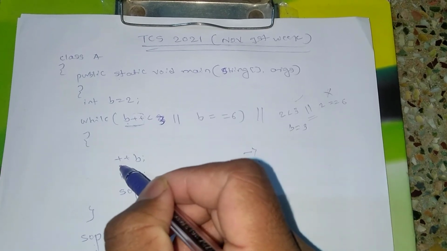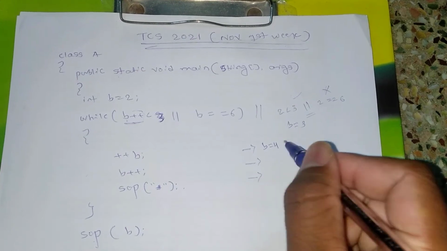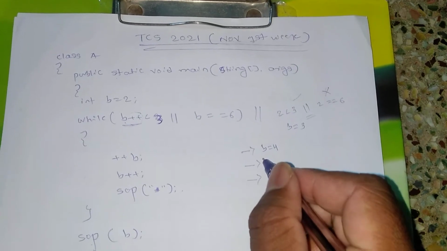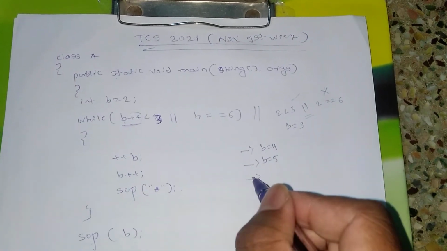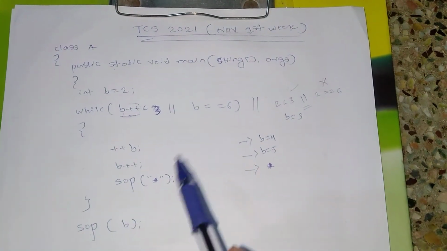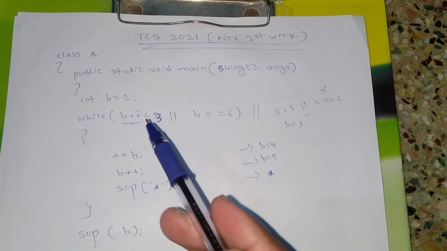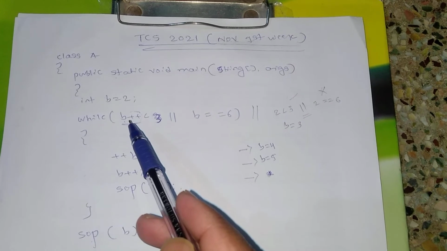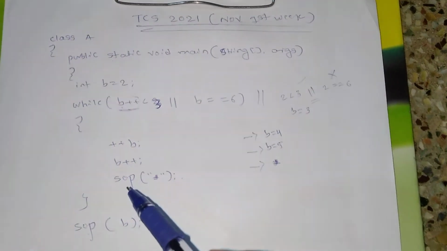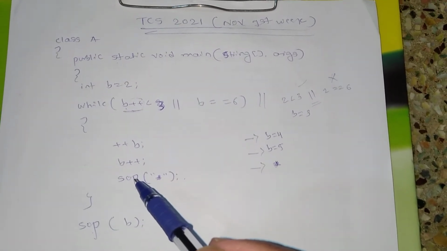Now when it executes ++b, that is pre-increment, b becomes 4. After that, b++ is again a single statement, so its value becomes 5, and after that it will print star once. So now the star has been printed. Another twist, guys: we know that whenever a for loop executes its statements, it increments the loop variable by 1, like i. Even if it is not explicitly written, it is understood that it is incrementing the value of b.